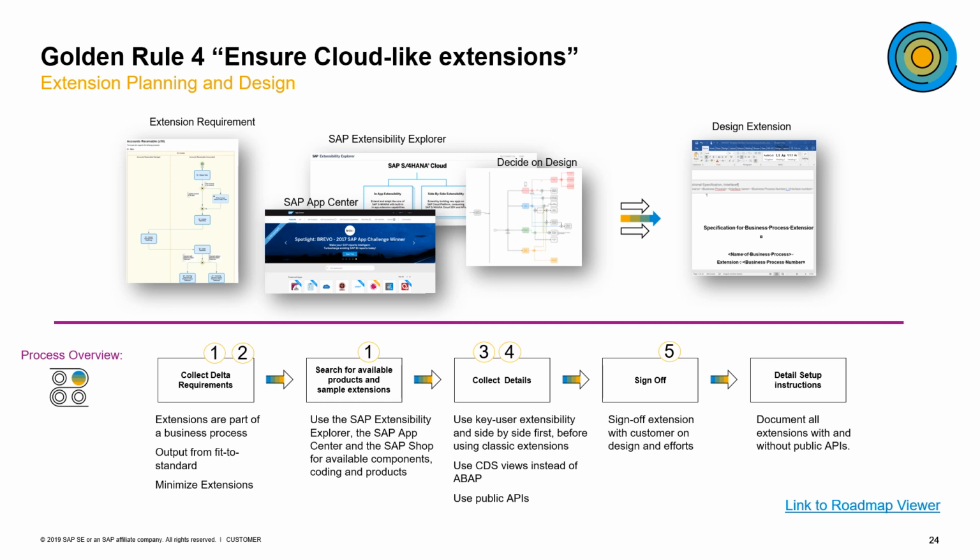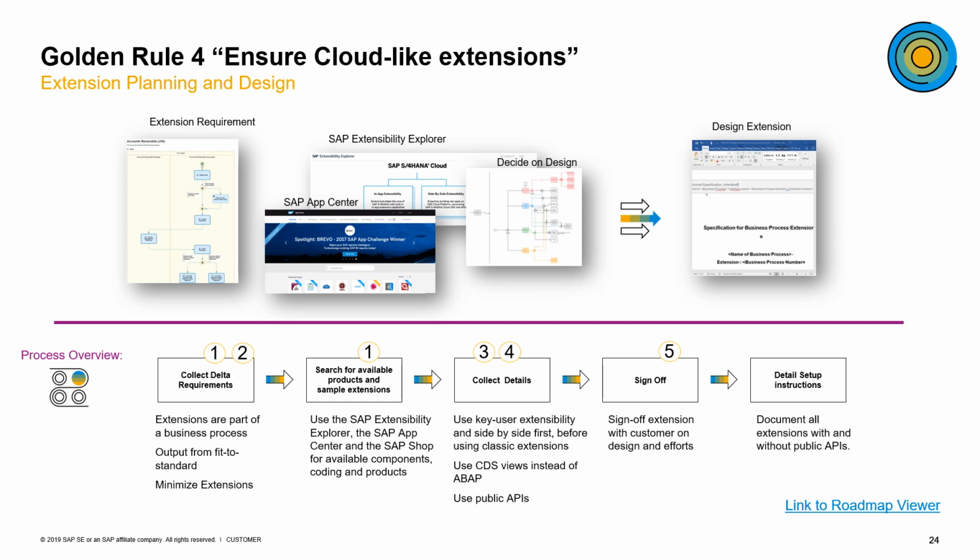Our aim is to minimize extensions. We want to look at the value of an extension and see how it can be done a different way. We use the Explorer and the SAP App Center to see what extensions exist outside of the box.